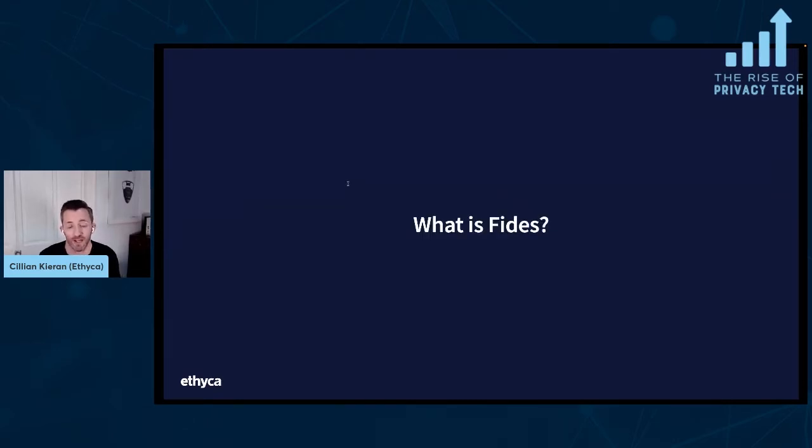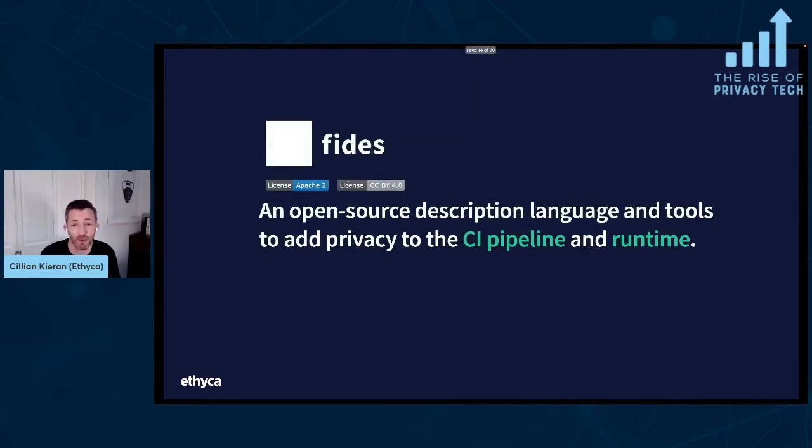So to start with, what is Fides? Well, Fides, the name comes from the Roman goddess of trust. It's an open source description language and a set of tools that allow you to add privacy directly into the CI pipeline, so the continuous integration pipelines that developers use, and also into the runtime, so the deployed or production environment where data is actively being processed and queried.